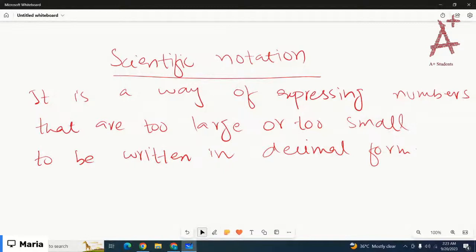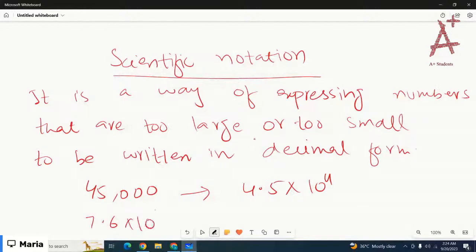So the example is, for example, you have 45,000. You can write it as 4.5 times 10 exponent 4, right? I will explain why. The next one is 7.6 times 10 exponent negative 4. You can write it as 0.00076.